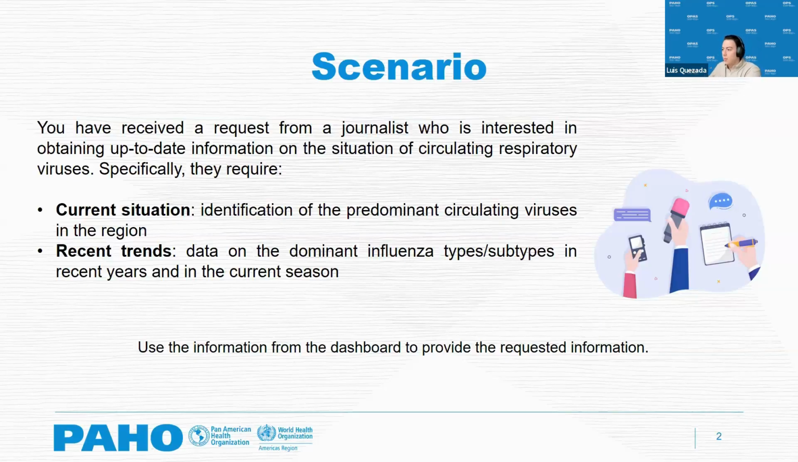The first one is, for instance, we are getting a request from a journalist who is interested in getting updated information about respiratory viruses that are circulating most recently. This media person would like to have statistics and numbers about the present situation to identify the predominantly circulating viruses in the region, and also wants to analyze the most recent trends by type and subtype of influenza in the ongoing season. What we're going to do right now is use the dashboard to answer questions that are going to be asked by this journalist.